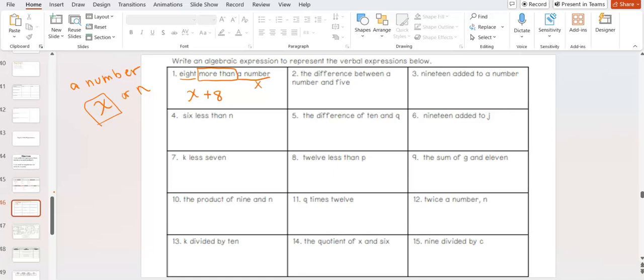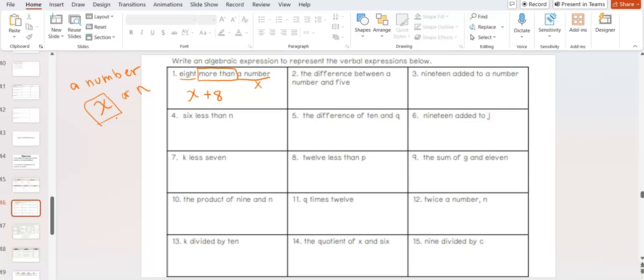Okay, and that's kind of what you want to do. And if you need to annotate your expression, identify where there's numbers, where there's variables, and then what's the phrase that's telling you the operation, please do it. That is going to help you make notes and make sense of these words.